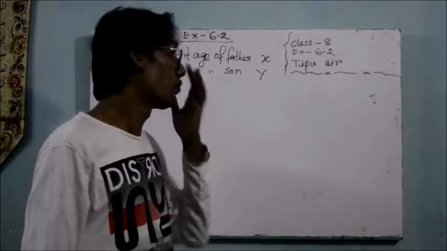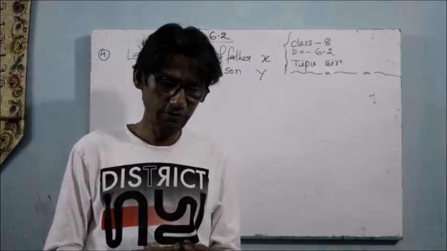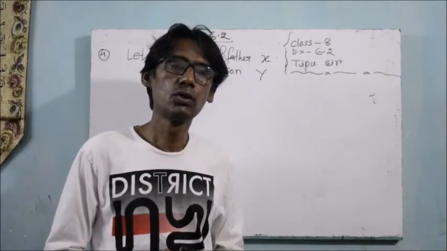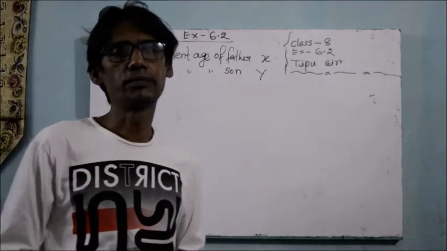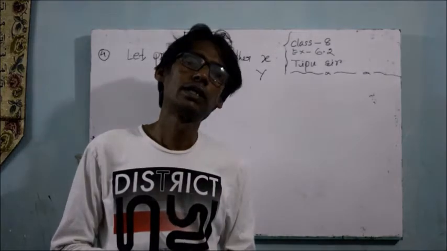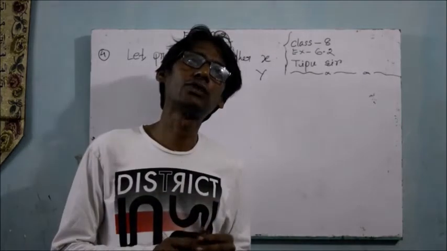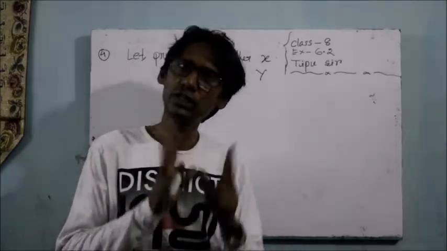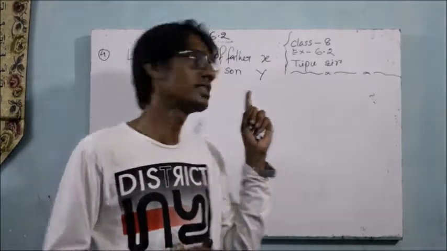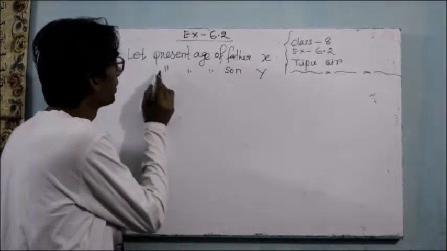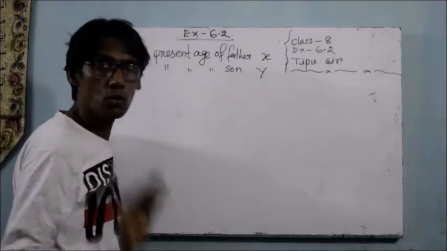So math number 4, the question is: 5 years ago the ratio of the ages of father and son was 3:1, and after 15 years that will be 2:1. We have to find out the present age of father and son. To solve this math, we use two variables. Let the father's age be x years and the present age of son be y years.